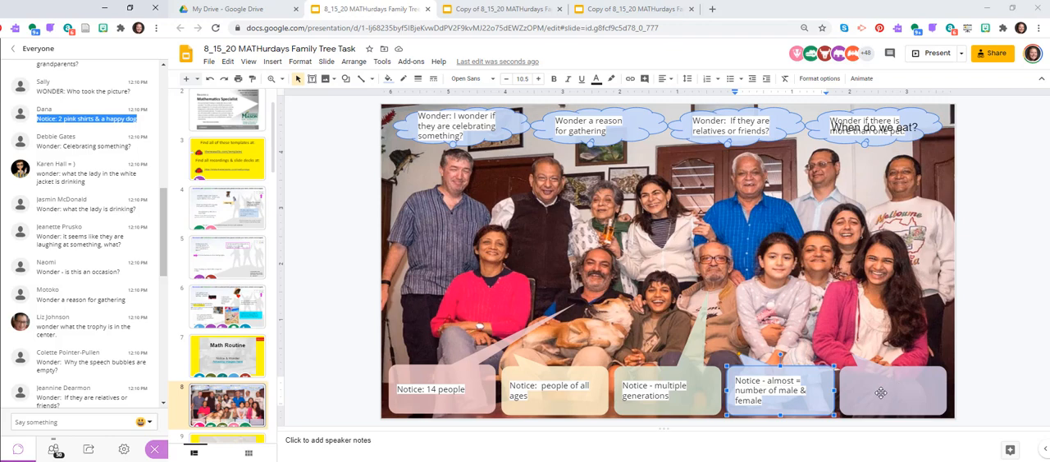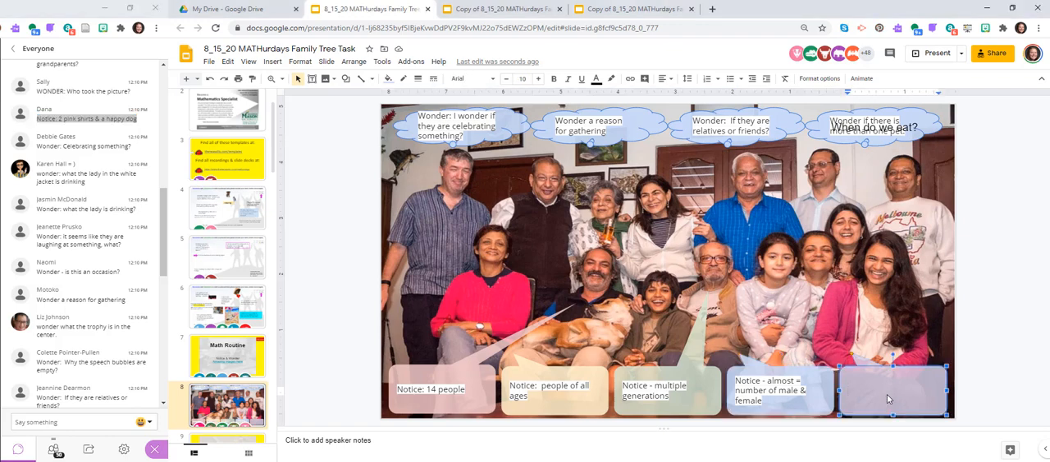I think there's an even number of females and males because I'm seeing the grandfather sitting next to the little girl, and that first row is males. So I think it's almost an even number. I didn't really count, but just as an estimate, it looked like there was an even number of females and males. Neat. So here we're talking about even numbers. We're starting to group and categorize.